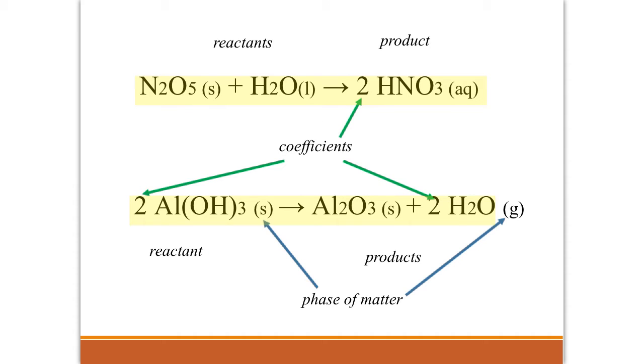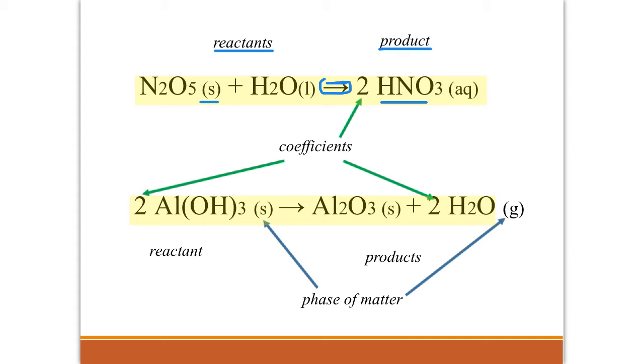So here are two chemical reactions to look at. The arrow here is our dividing line between the reactants and the products. So we have our reactants on the left and the product or products on the right for both of our equations. In the first reaction, we see we have dinitrogen pentoxide, which is a solid. This is what the little S says. That reacts with water as a liquid, and it produces some nitric acid.